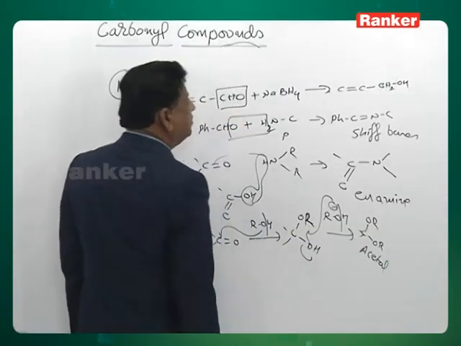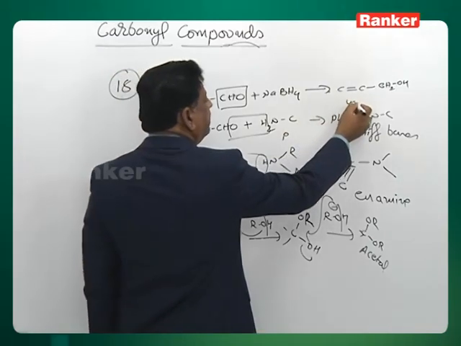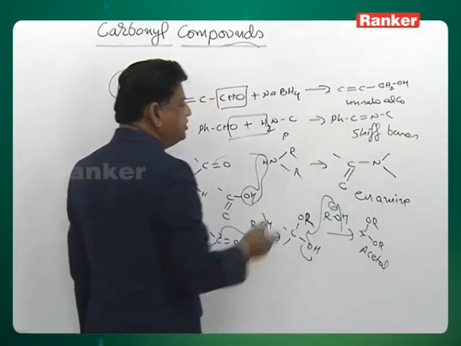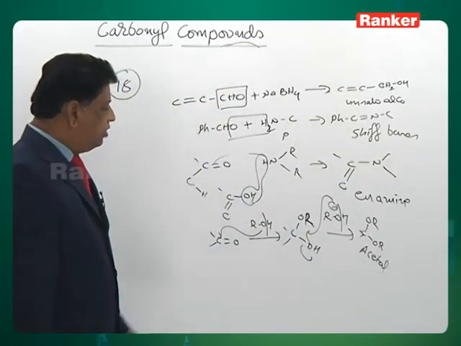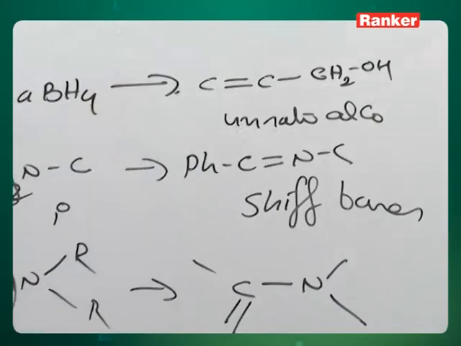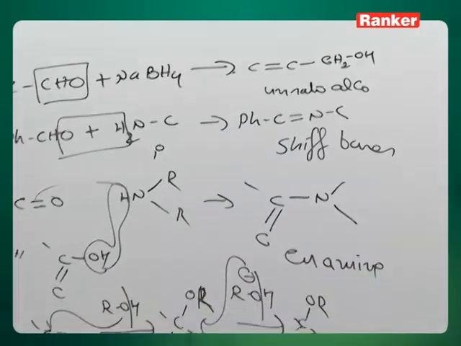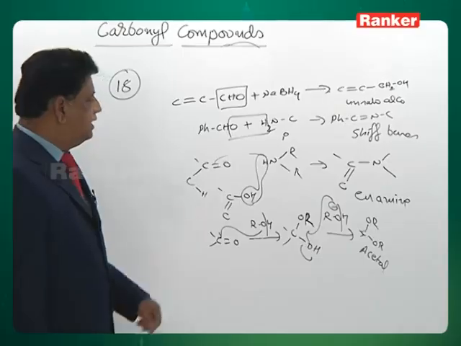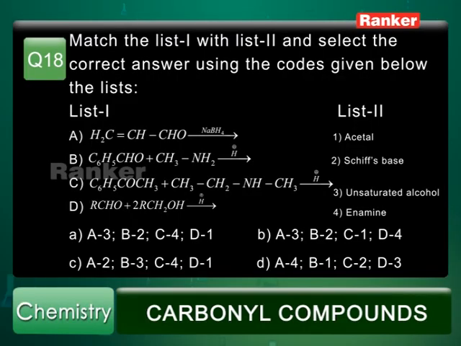So now match the following. First one is unsaturated alcohol. Second one is Schiff base. Third one is enamine. Fourth one is acetal formation. So that combination goes for the answer A: A3, B2, C4 and D1. That is the right answer. Answer goes to the A. Isn't it? Answer goes to the A. A is the right answer.